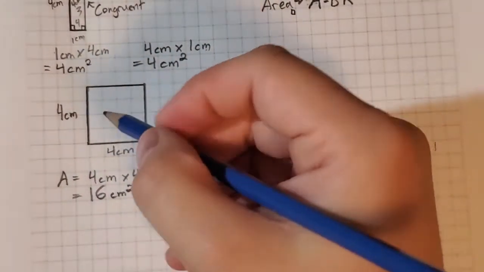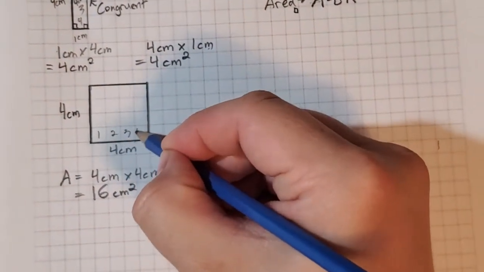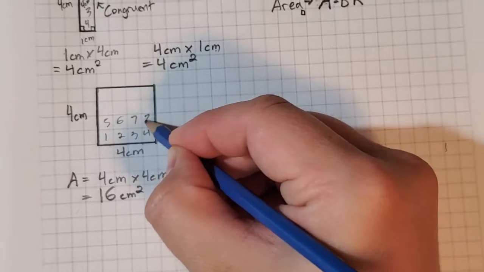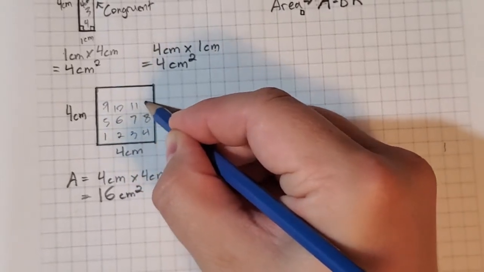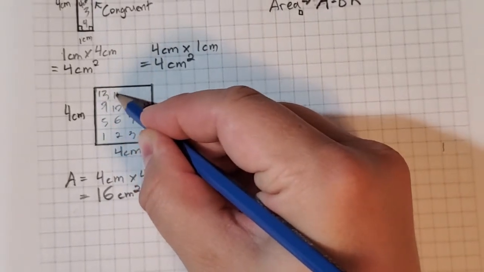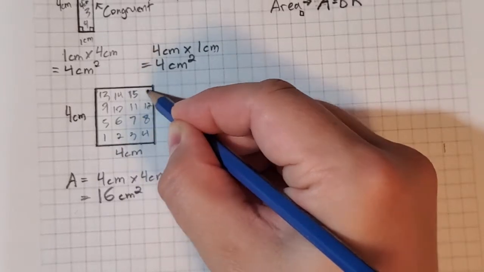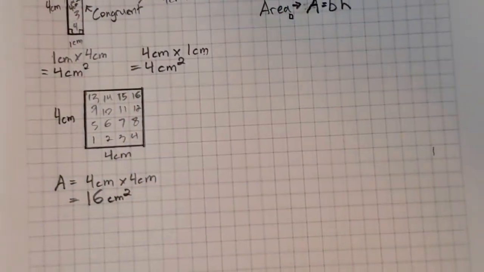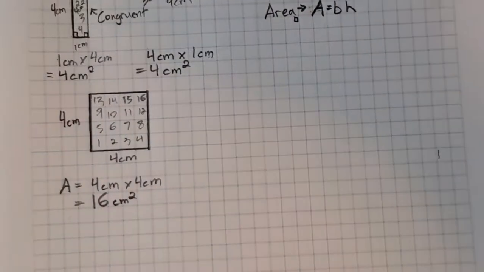And if I were to count all the squares in here, we'd have 1, 2, 3, 4, 5, 6, 7, 8, 9, 10, 11, 12, 13, 14, 15, 16, which is the same as this 16 centimeters squared.